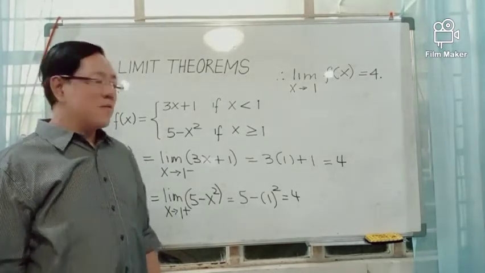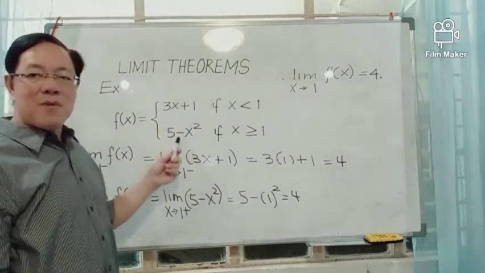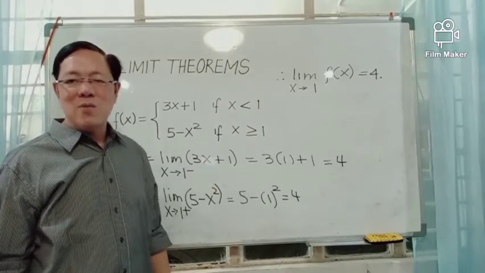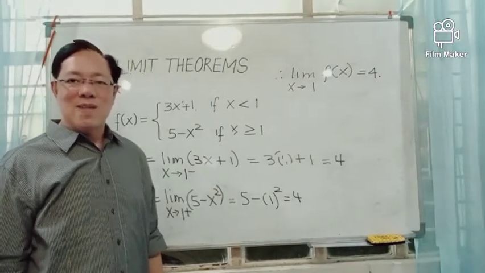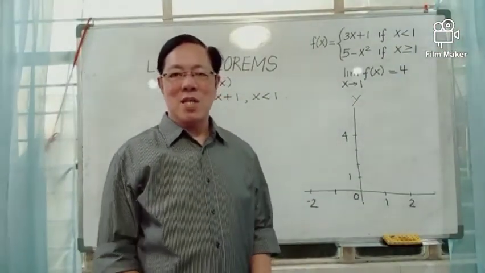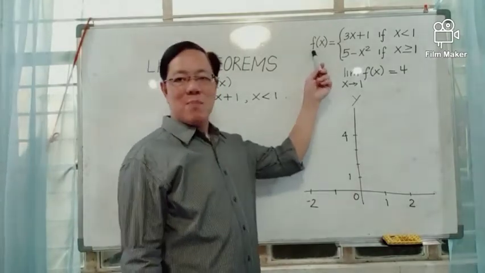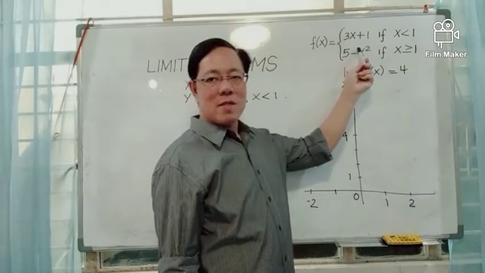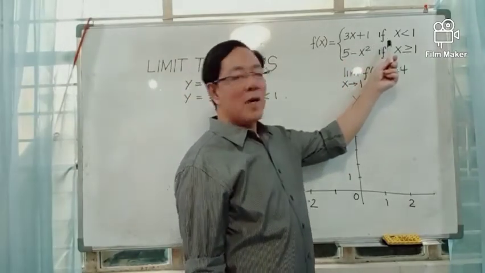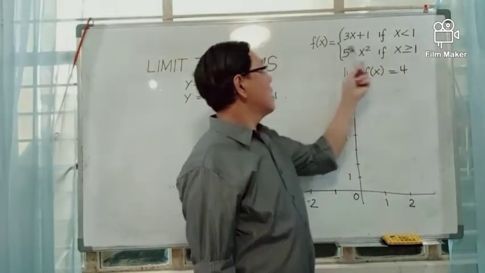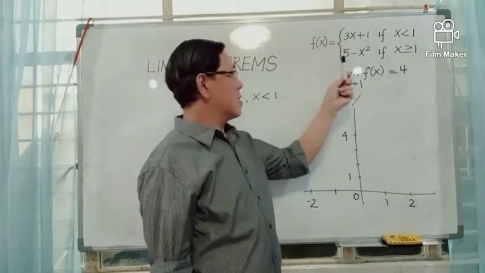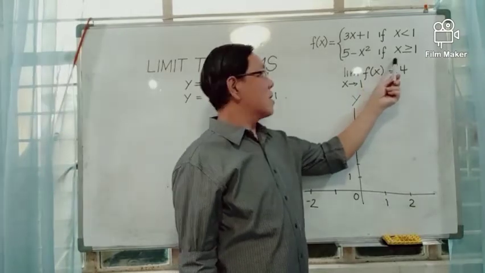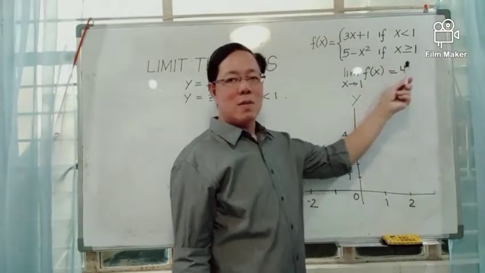And in sketching the graph of the function f of x, the skills that you learn in analytic geometry will be very useful. We now sketch the graph of the given function f of x, which has two values. F of x equals 3x plus 1 if x is less than 1. And the value of f of x is 5 minus x squared if x is greater than or equal to 1.